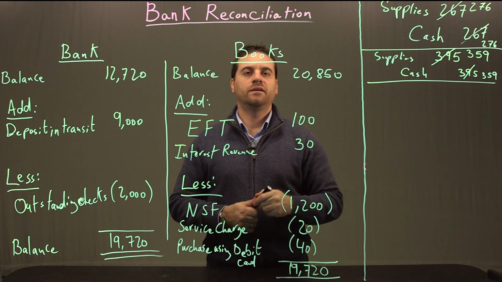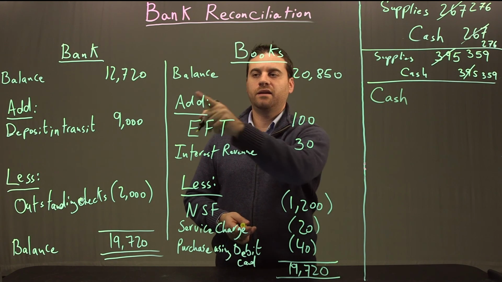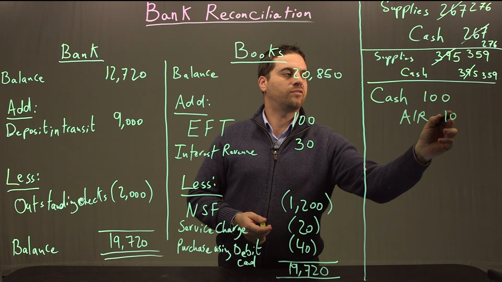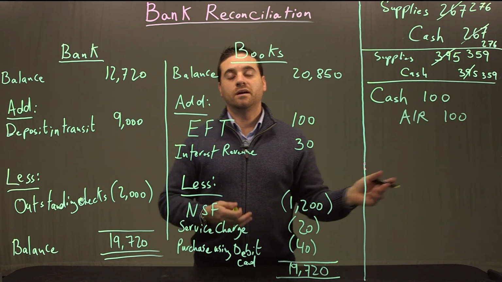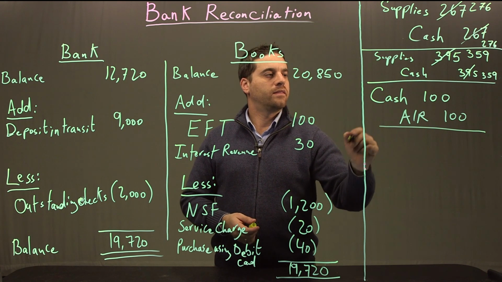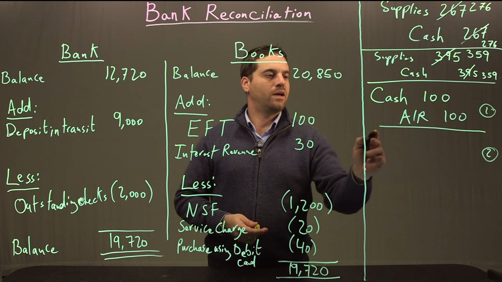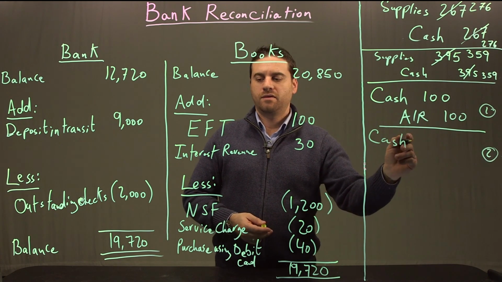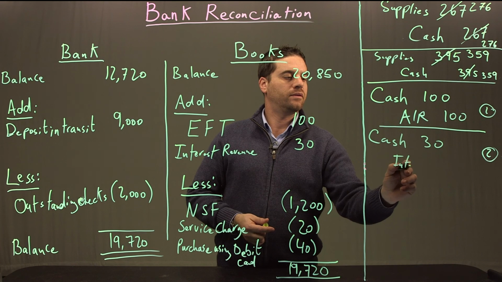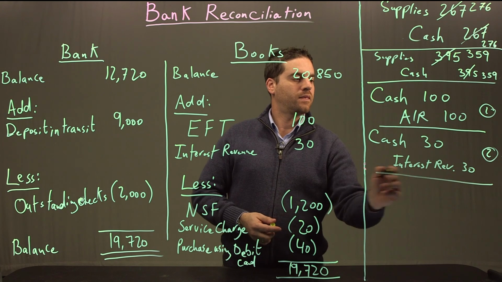The first one, EFT, which is a transfer that we got from a customer. That will be a debit to cash because it's adding to cash, $100. And then the credit was accounts receivable because it was a transfer from a customer who promised to pay us through a bank transfer or online transfer. Okay, that was the first journal. The second journal, interest revenue. So that will be, again, a debit to cash for $30 and then credit to interest revenue, $30.